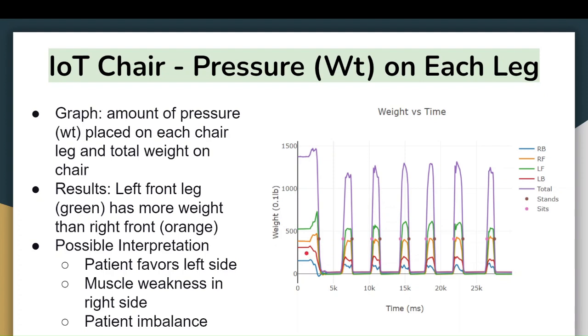And so you can see, a doctor would see this graph, and consistently the left side, the front in this case, has more weight applied to it than the right side of the chair, which would be the orange line. And so the doctor is able to show that the patient has been favoring the left side of their leg, as they've been putting more weight on this portion of the chair. This allows the doctor to possibly interpret using this graph that the patient may have muscle imbalance, they may have muscle weakness in their right side, and that they're favoring their left side.